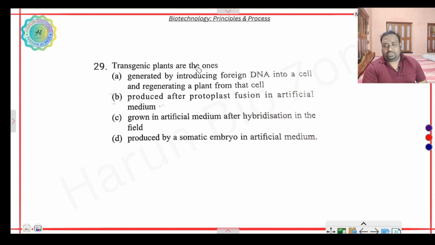Transgenic plants are the ones... which one is transgenic? Generated by introducing foreign DNA into a cell and regenerating a plant from the cell. Produced after protoplast fusion in artificial medium. Growing in artificial medium after hybridization in the field. Production by somatic embryo in artificial medium. Here, transgenic plant means gene transfer within the plant, so it changes the plant's phenotypes. So generated by introducing foreign DNA into a cell and regenerating a plant from that cell. These are transgenic plants.